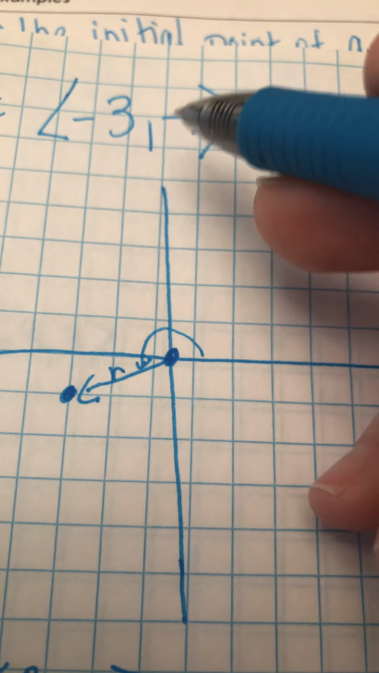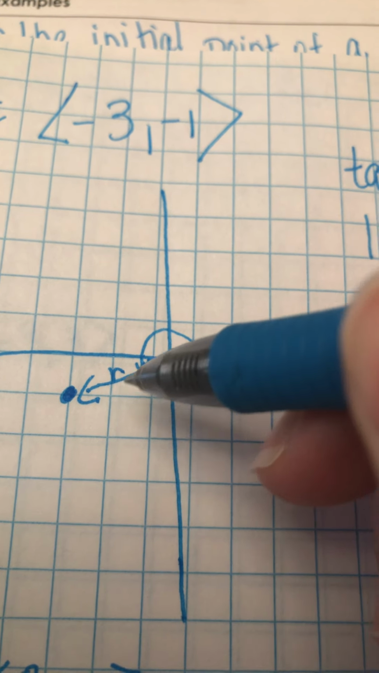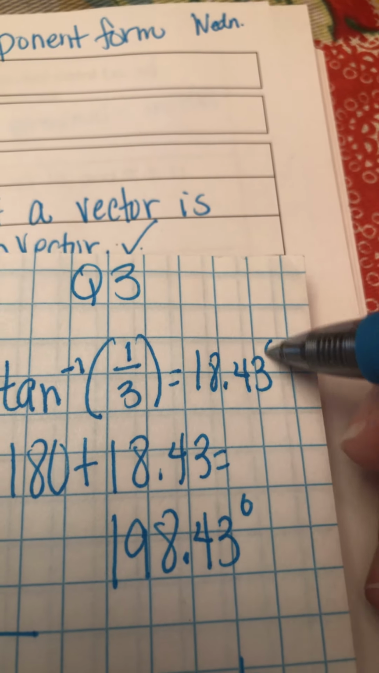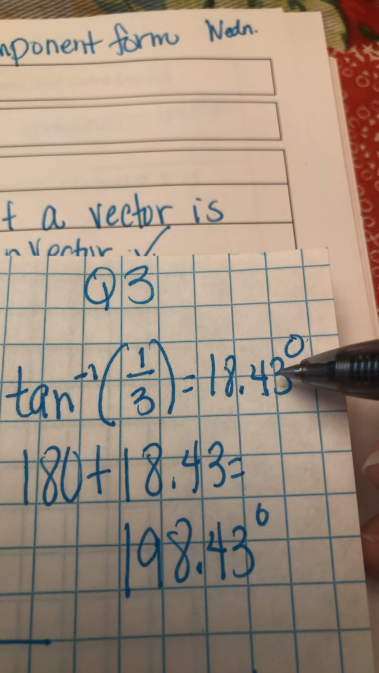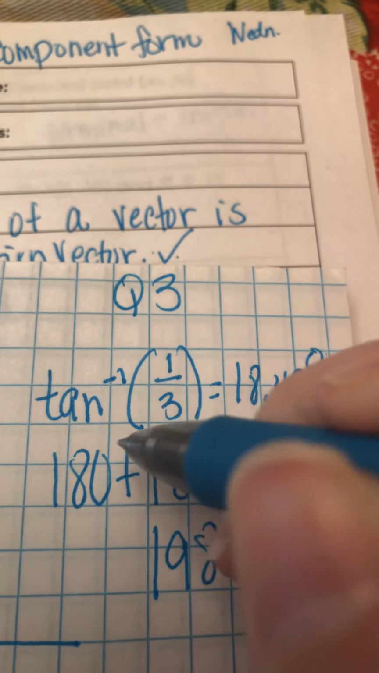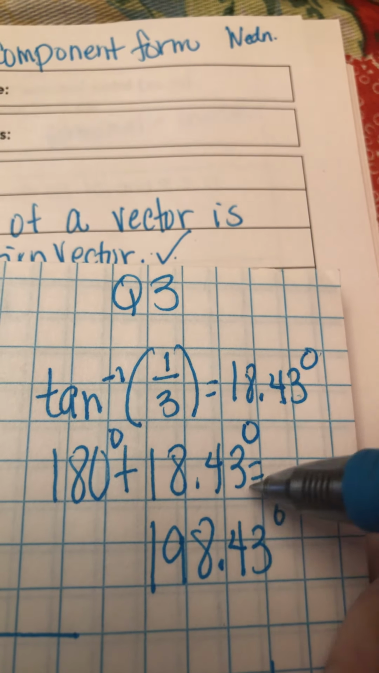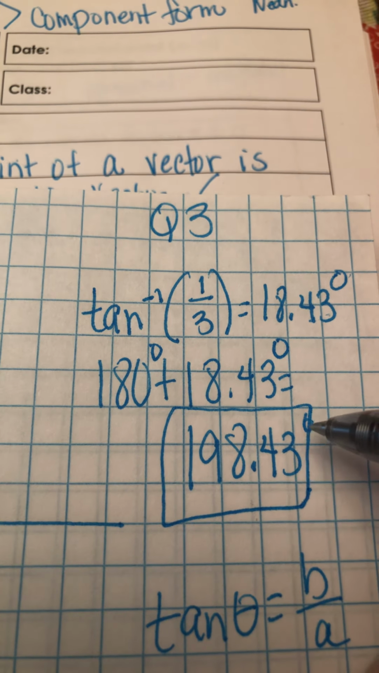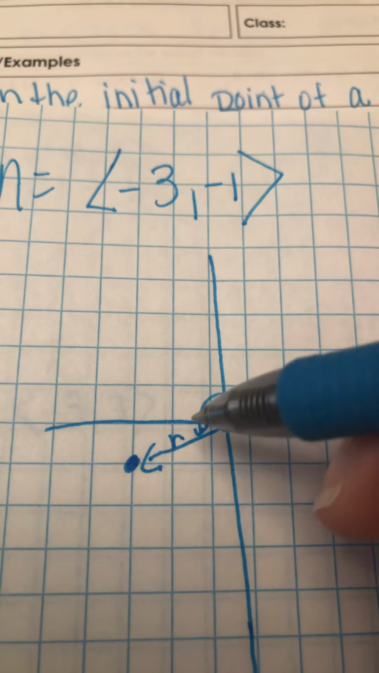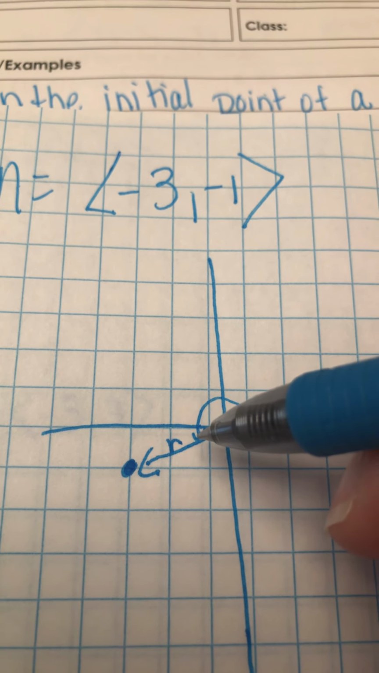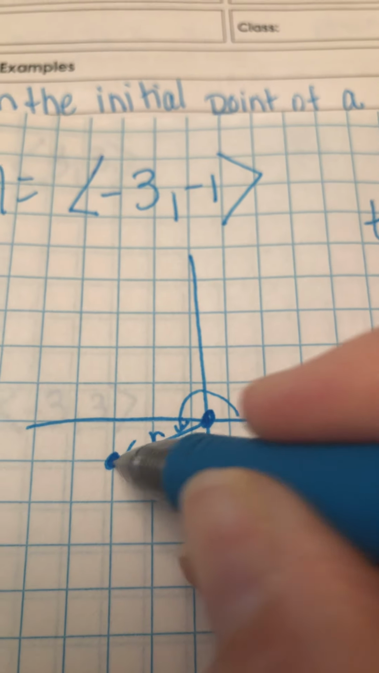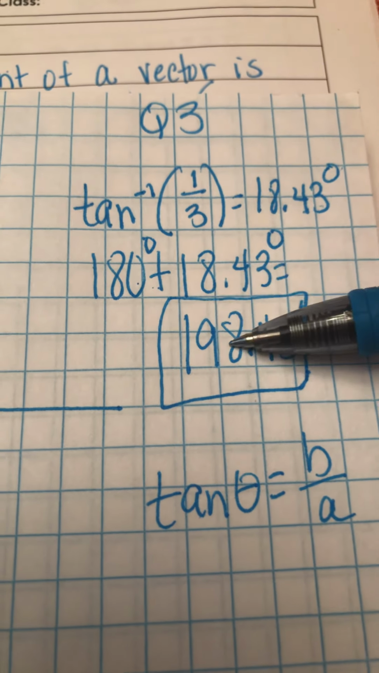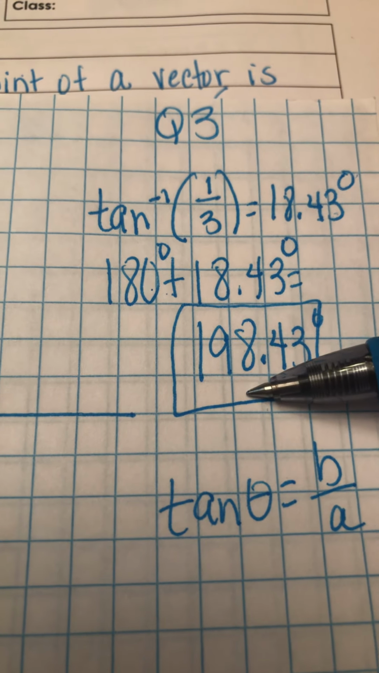itself. So when you have a vector that's found in that third quadrant, after you find the inverse tangent of 1/3, you get 18.43 degrees. This is not your answer. You have got to take that 180 degrees and add it to that 18.43 degrees. This is your direction angle, 198.43 degrees. Now, doesn't that make sense that this is 198 degrees instead of just 18? So if you find that you're in the third quadrant here, whatever you get, add it to 180 degrees, and that is your direction angle, okay?